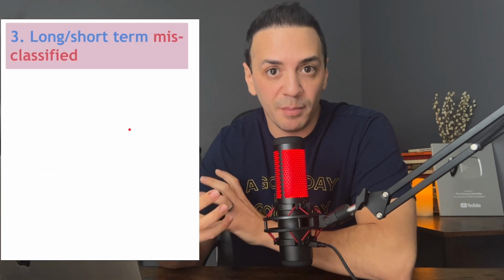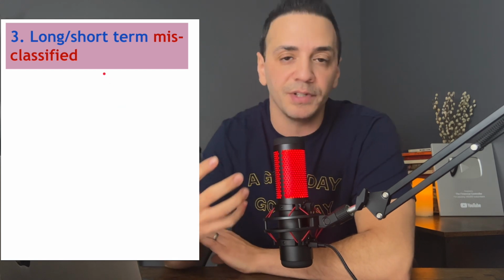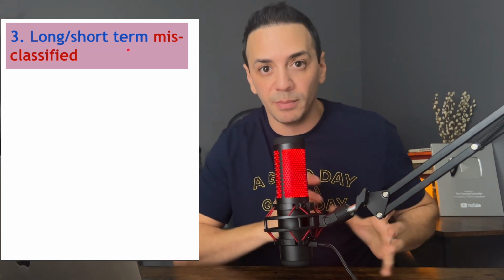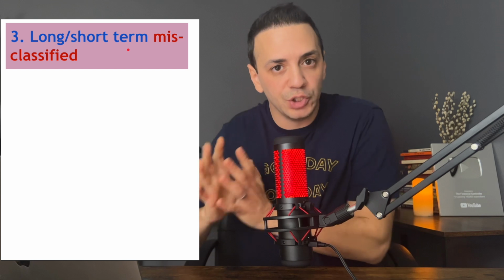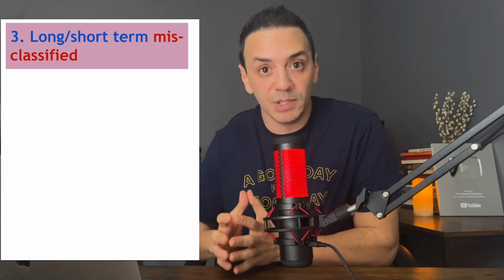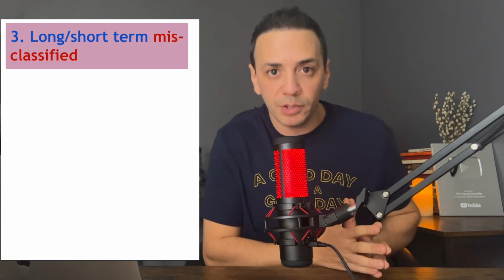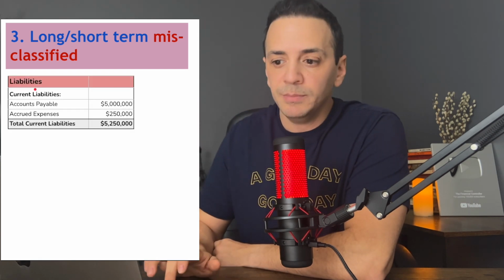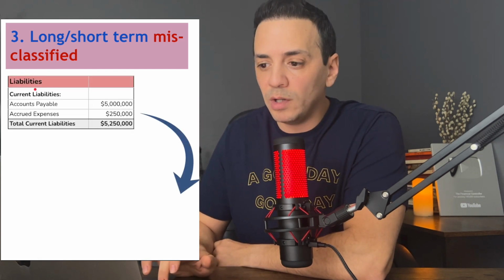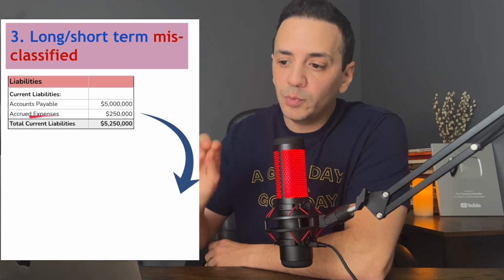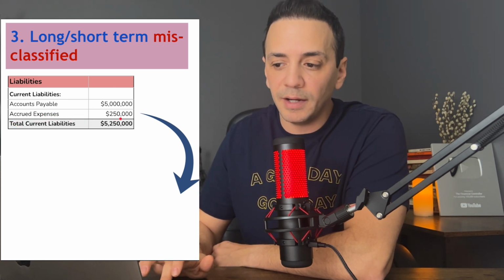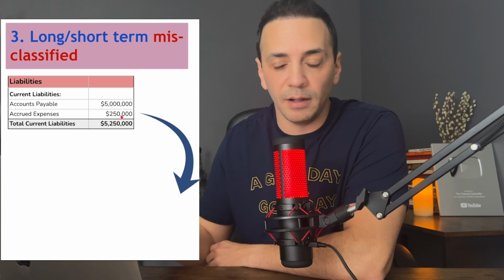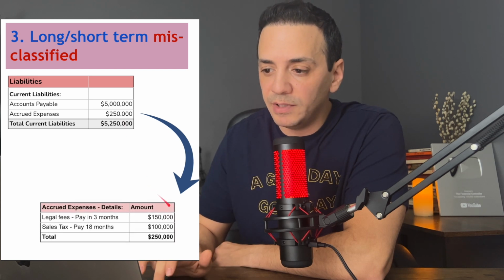Okay, the third type of common balance sheet mistake that I've seen is a misclassification between long-term and short-term assets or liabilities. The difference between short-term and long-term is that short-term is realizable within 12 months. Long-term is something that's going to be beyond 12 months in nature, whether it's an asset or liability. So let's take a look at this example. We have the liability section of a balance sheet, and we have accrued expenses for $250,000. What we need to do in this case is take a look at the underlying detail, usually in Excel, what's inside of the $250,000.